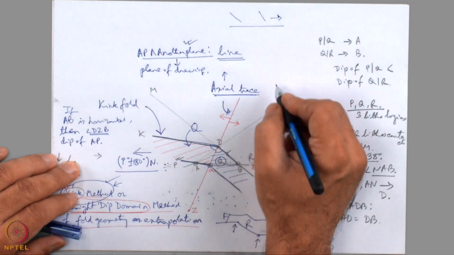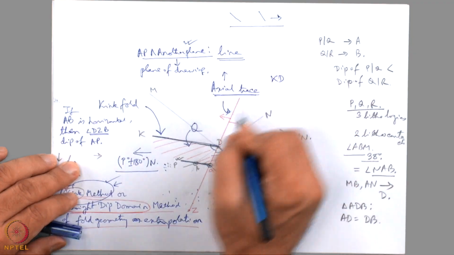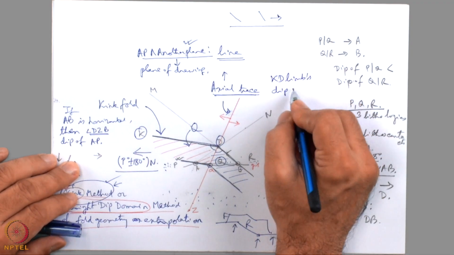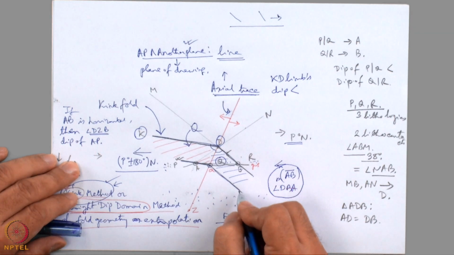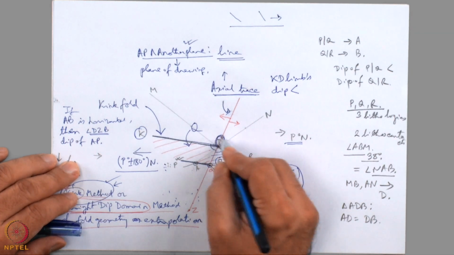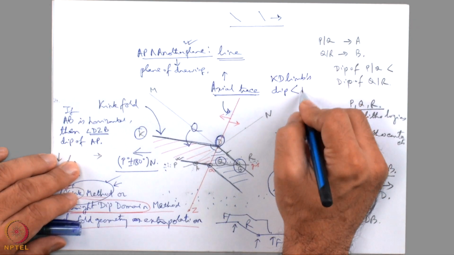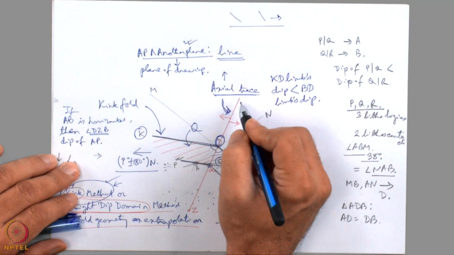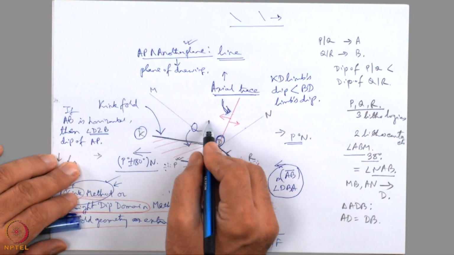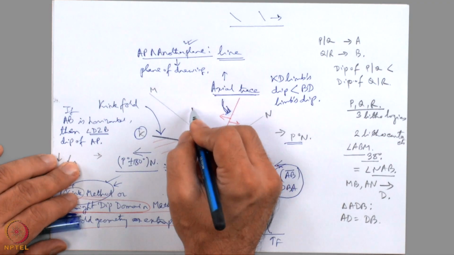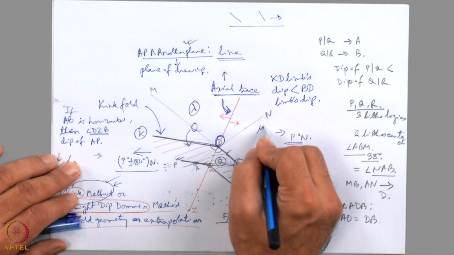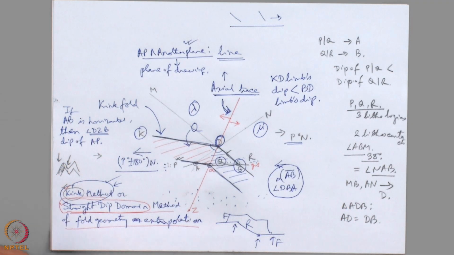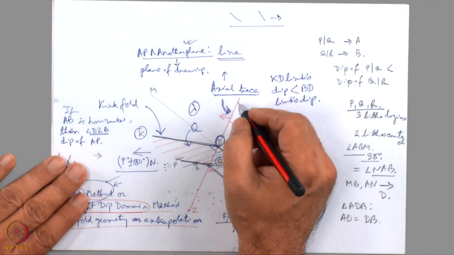As per this diagram, the KD limb's dip is less than that of the BD limb's dip. This axial trace is the boundary between the two domains. We can call them domain lambda and domain mu, and this line is therefore also known as the domain boundary line.